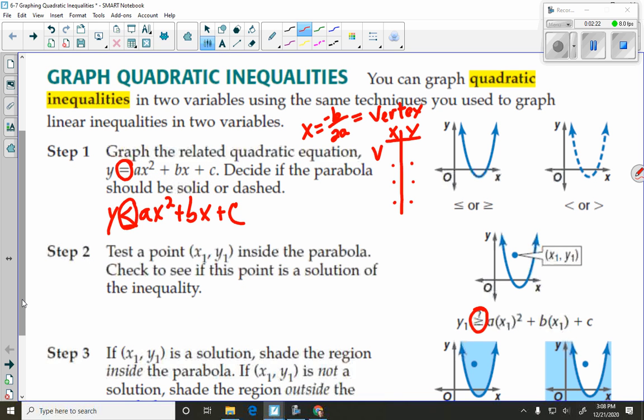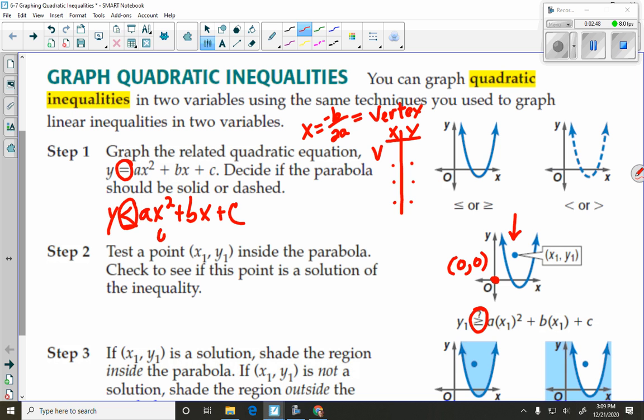Step two, next you're looking for a test point, okay? Pick a point. Now this is where it's important. This point cannot be on the line, otherwise, what side do you graph? So you need to find something either inside or outside, any point somewhere else. Now my favorite point is this point right here. It's 0, 0. 0, 0 definitely is the easiest, fastest point to check to see if it works.